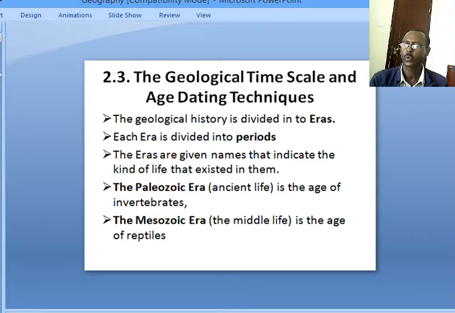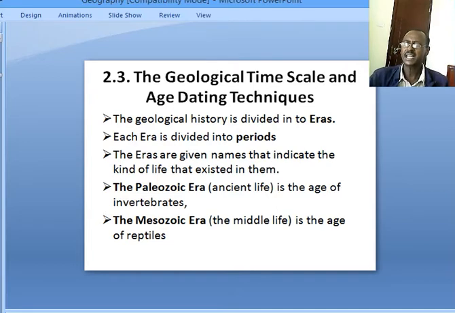techniques. We need to know it. In which era, which kind of landforms were observed has to be studied in geography. Then we will see how the different eras differ in terms of the different landforms. So the geological history of the earth is divided into eras, and each era is divided into periods.